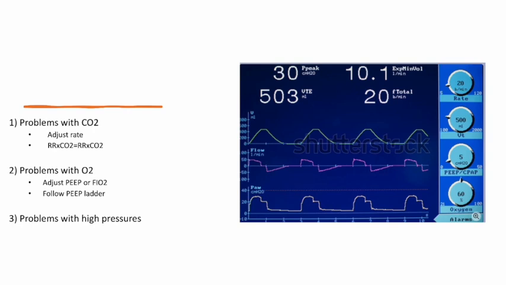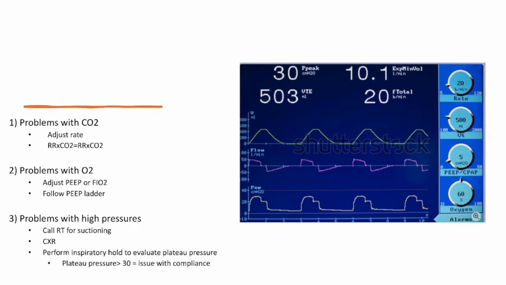Okay, so back to the original question. If you get a page about high peak pressures, the things you want to do are call RT for suctioning in case it's a mucus plug, get a chest x-ray to evaluate for things like pneumothorax, mucus plug, worsening pulmonary edema, worsening ARDS, and then perform an inspiratory hold to evaluate the plateau pressure. If that plateau pressure is high, it's likely an issue with compliance. If the plateau pressure is less than 30, then it's likely a problem with airway resistance.